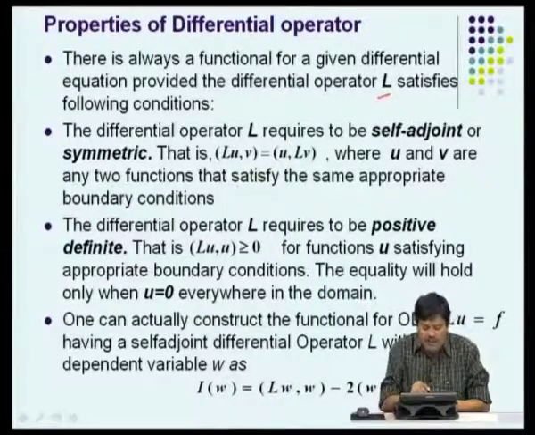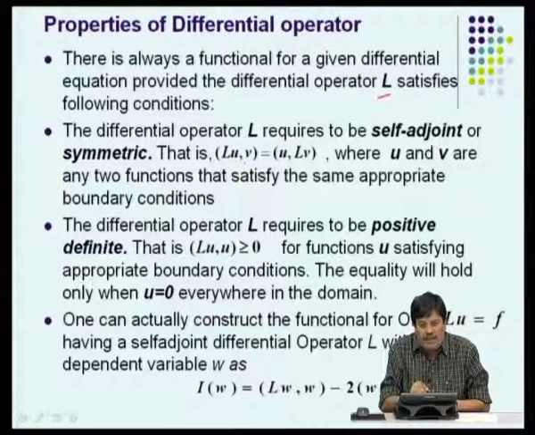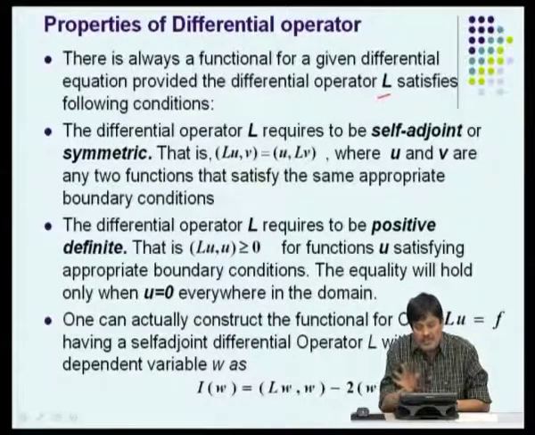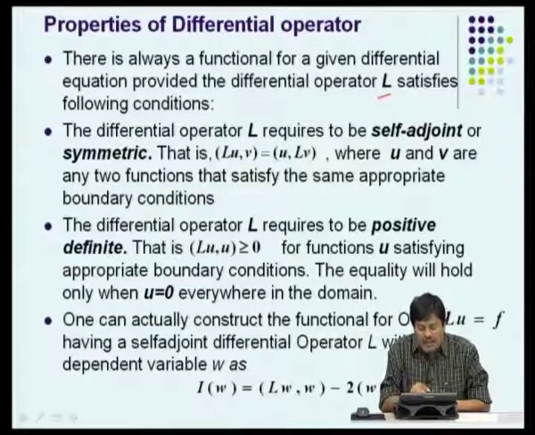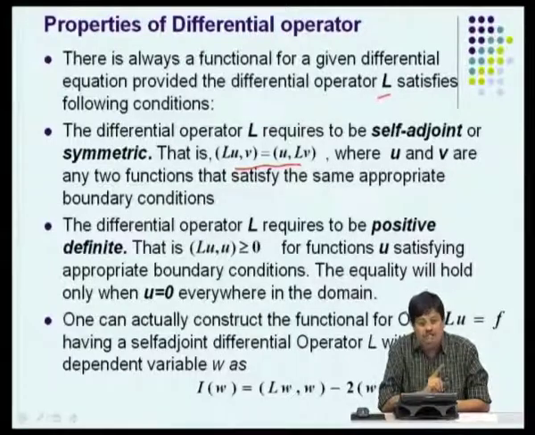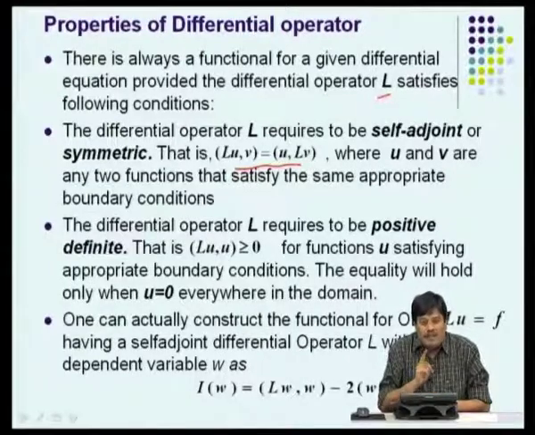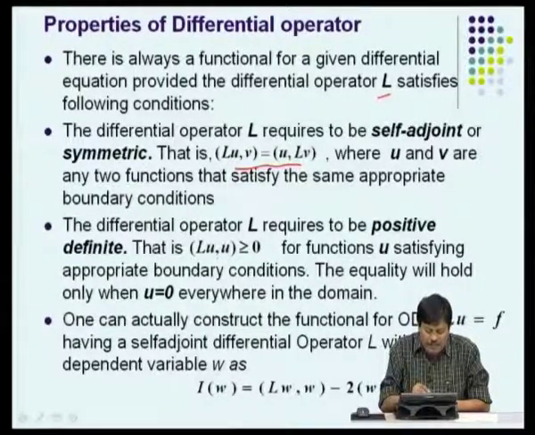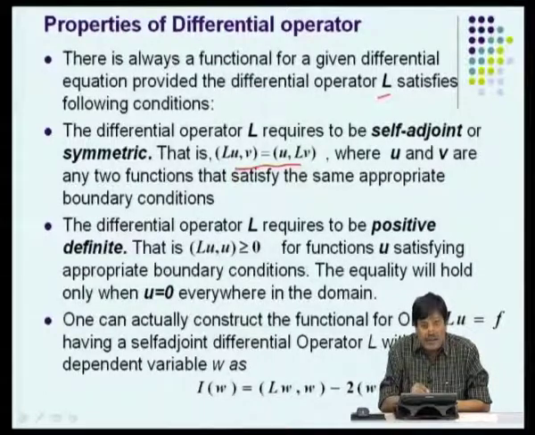If you take an inner product of two functions u and v, where u and v satisfy the same boundary condition, then <Lu, v> must be equal to <u, Lv>. If this condition is satisfied, then the functional will exist, and such a condition is called self-adjoint or symmetric property. Other thing is the inner product of the function with itself should be positive definite, that is <Lu, u> should be greater than 0.